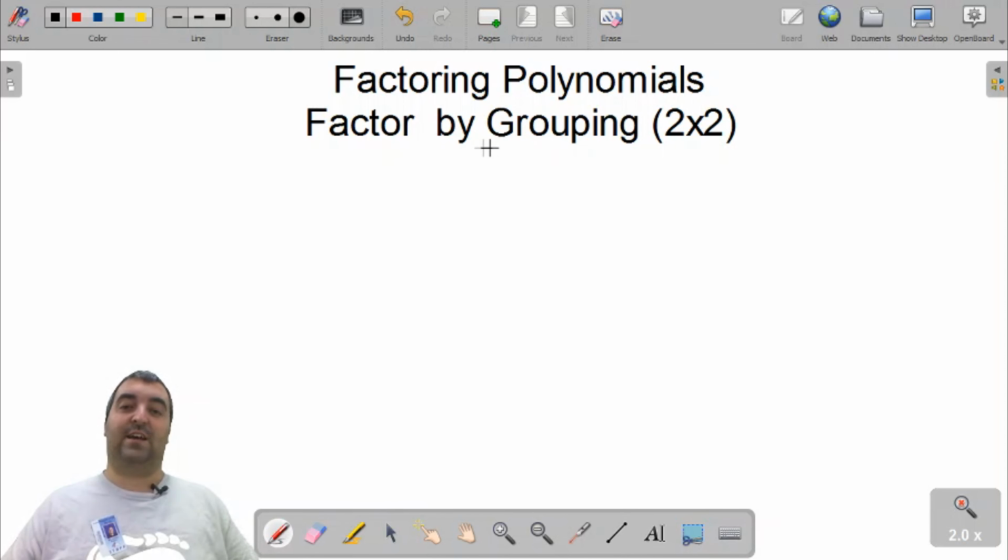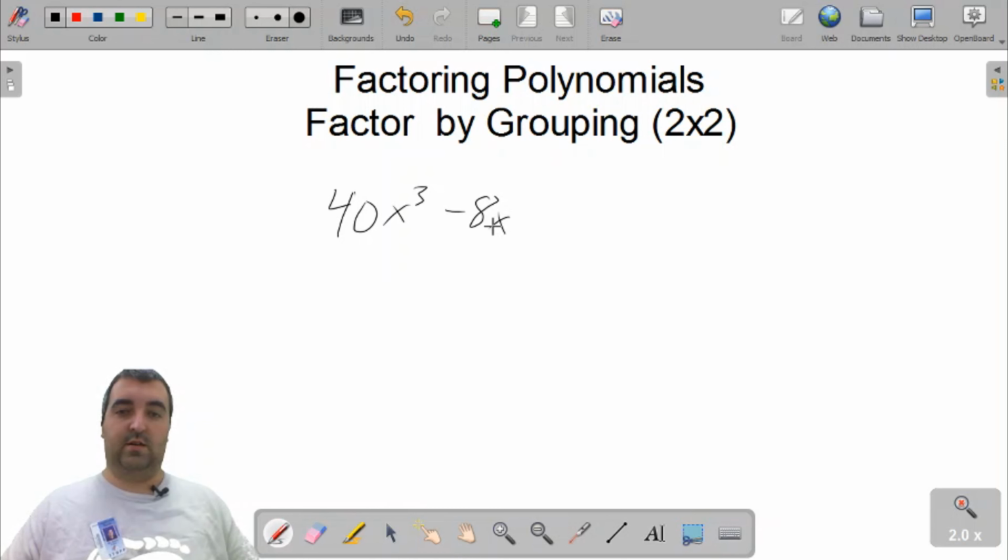The first one is factor by grouping, or sometimes 2 by 2 factoring. With this one, you're not always able to do it, but when you are, it makes the factoring much, much quicker.